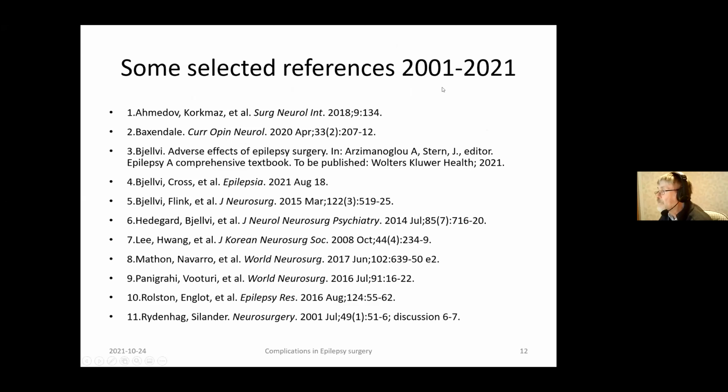Here I present just some selected references from 2001 to 2021. In 2001, I and my clinical boss, Silander, presented the first presentation from the Swedish National Epilepsy Surgery Register involving complications. And then a colleague of mine in neurology has continued this work and presented updated data. And now he is also the first author of a chapter in the textbook by Gonzalez-Martinez et al.